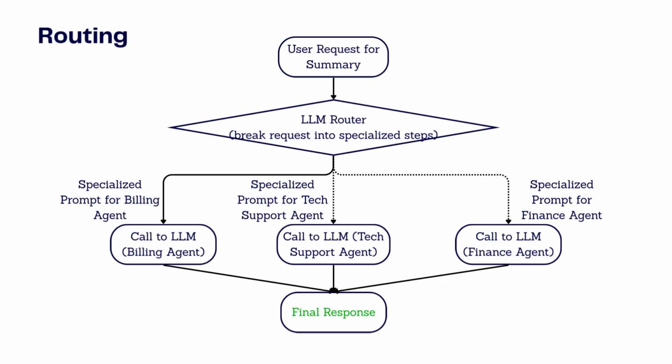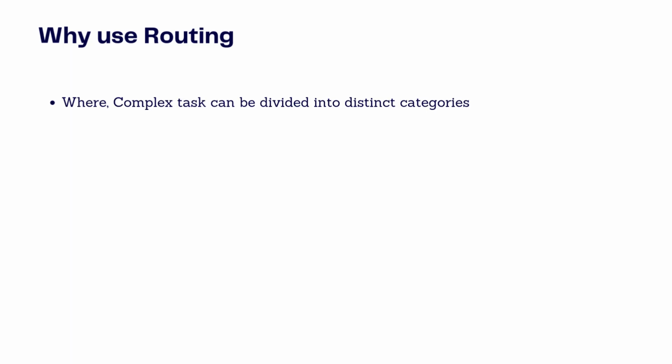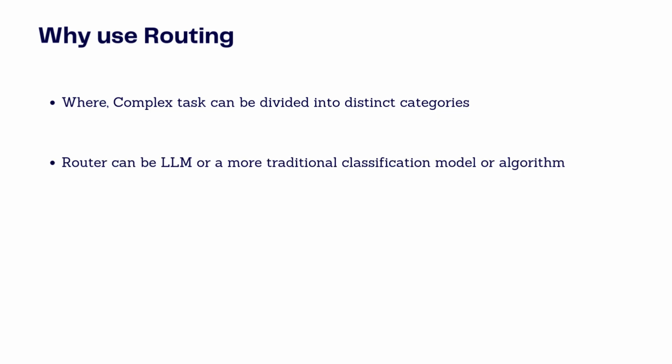Think of routing as a decision diamond. It evaluates the incoming task, classifies it, and sends it down the right path to the most appropriate agent, ensuring each task is handled by the best possible expert. When should you use routing? Routing is ideal for complex tasks where the input naturally falls into distinct categories, and classification can be handled accurately. The router itself can be an LLM or a more traditional classification model or algorithm, depending on the task.